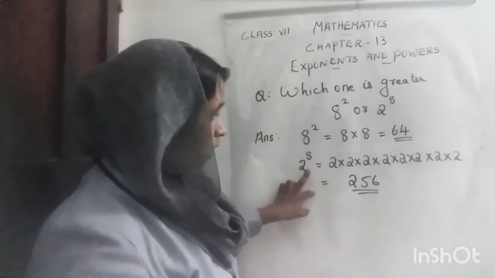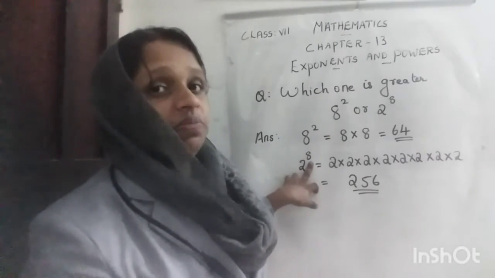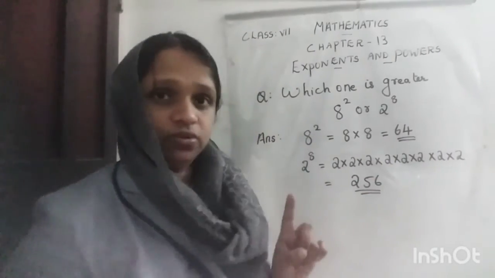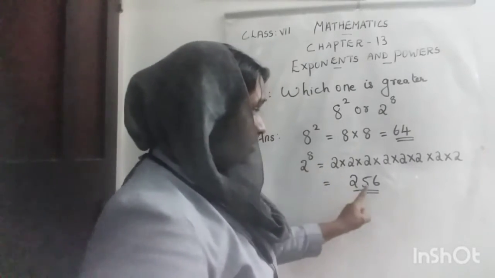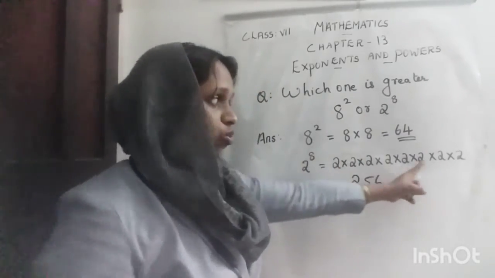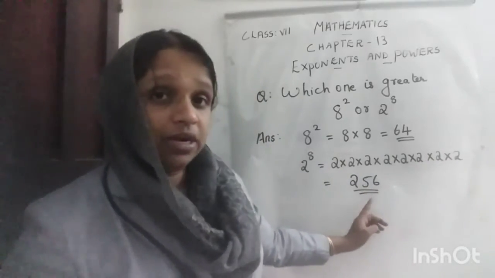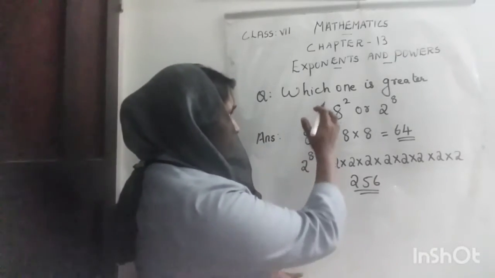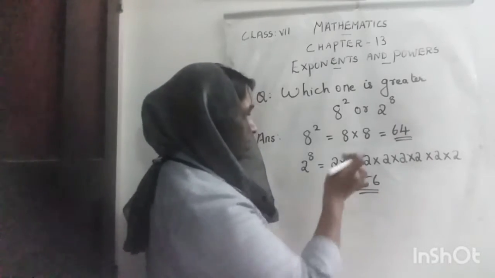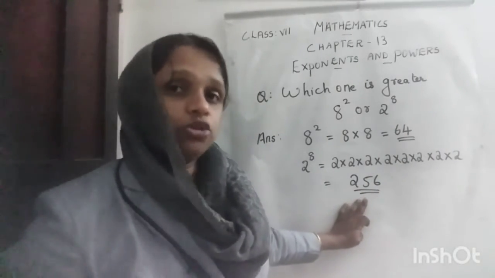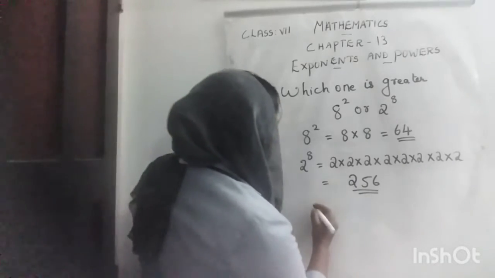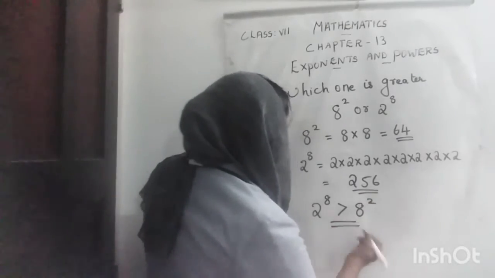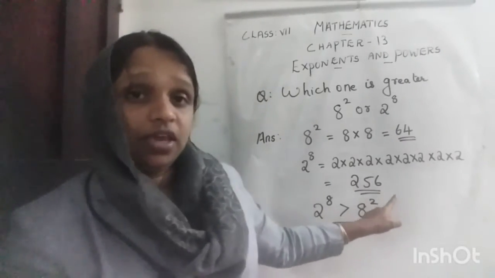Now 2 raised to 8 means 2 repeating 8 times. Say this: 1, 2, 3, 4, 5, 6, 7, 8. 8 2's are there. So here we can write it as 2 raised to 8, 2 multiplied 8 times, and finally while multiplying we got the answer as 256. So our question is which one is greater, 64 or 256? Yes, 256 is greater. So we can conclude that 2 raised to 8 is greater than 8 raised to 2.